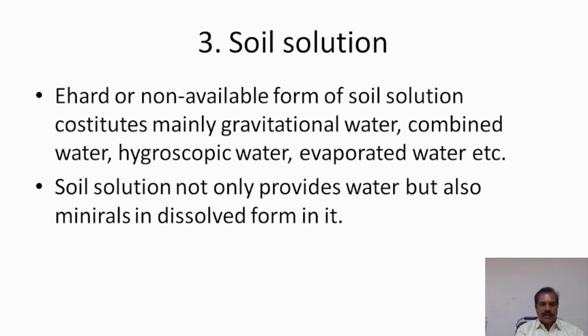Then hygroscopic water. The proportion of water which is adsorbed on the surface of the soil particles is called hygroscopic water, and it is also not available to the plant communities. Evaporated water. Naturally, after precipitation, some proportion of the rainwater eventually evaporates into the atmosphere again in the form of water vapor. It is called evaporated water, which is also not available to the plant communities.